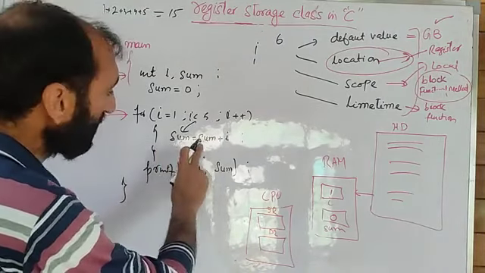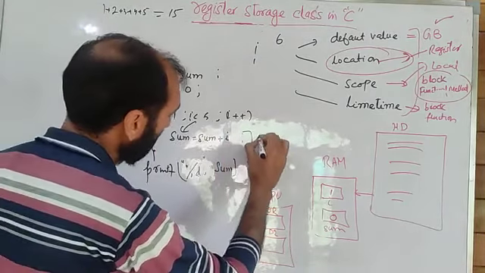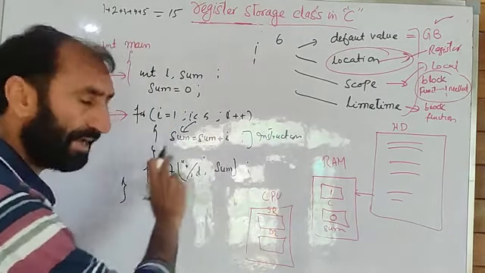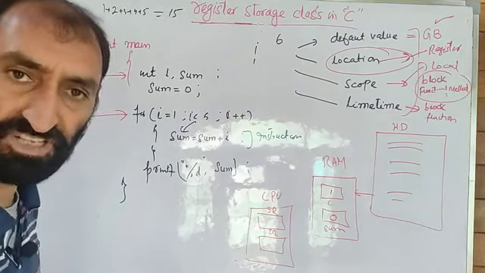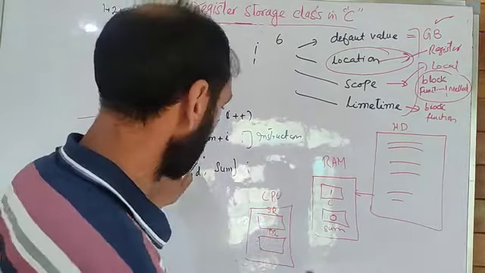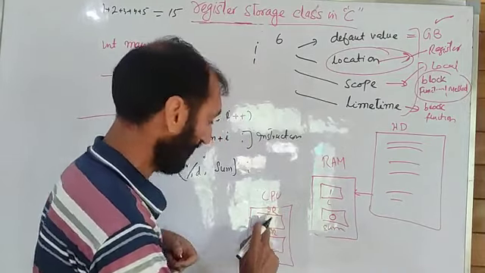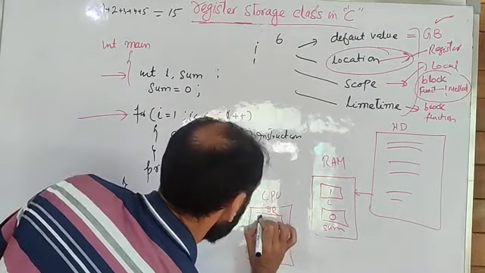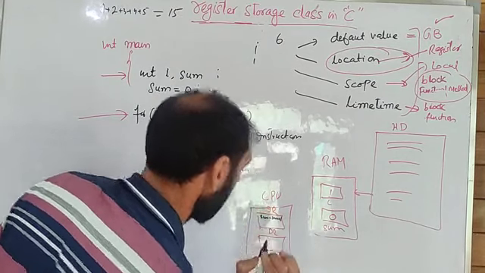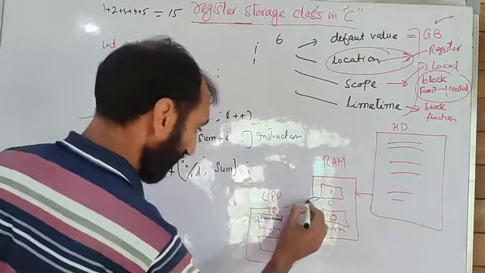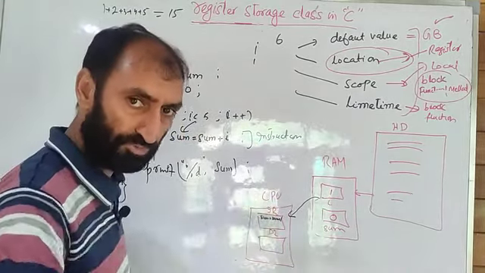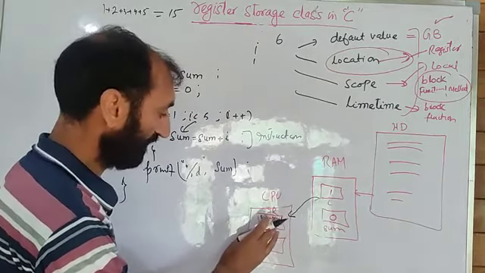reach here: sum equal to sum plus I. What is it? It is an instruction, sum equal to sum plus I. And obviously, in order to execute this instruction, we have to load it into the IR. Here, sum equal to sum plus I, I have to fetch this instruction into the CPU. In order to process this instruction, we have to fetch it here.